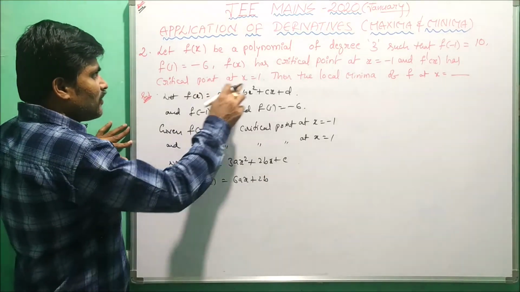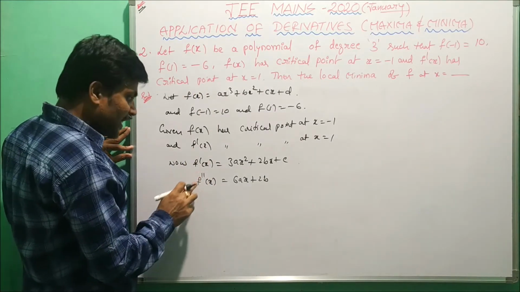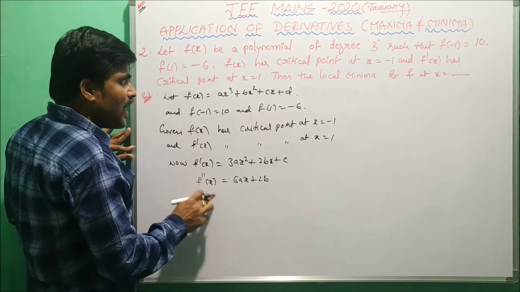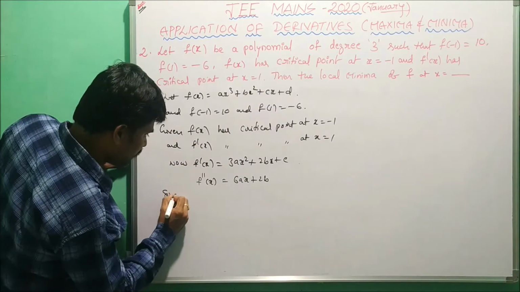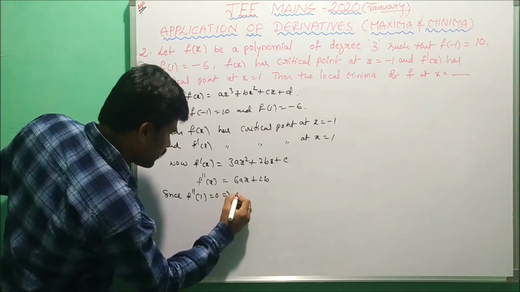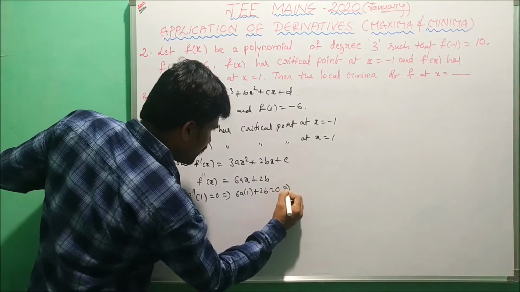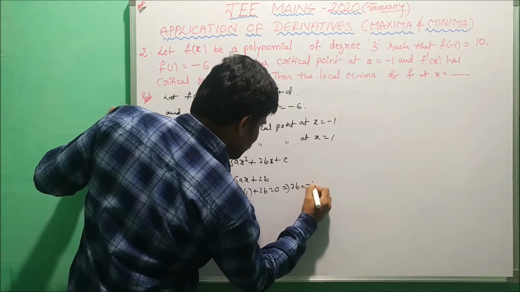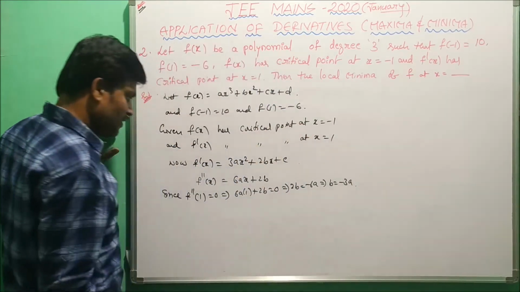Here given f dash x has a critical point at x equals 1. That means the second derivative of that function at the point 1 equals 0. Since f double dash of 1 equals 0, using this, 6a into 1 plus 2b equals 0. Here 2b equals minus 6a. That means b equals minus 3a.